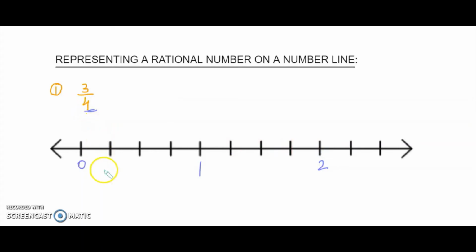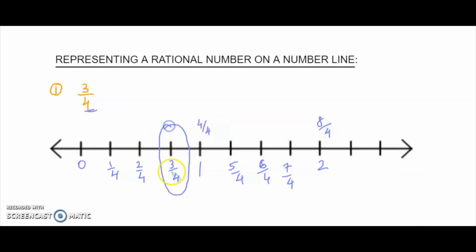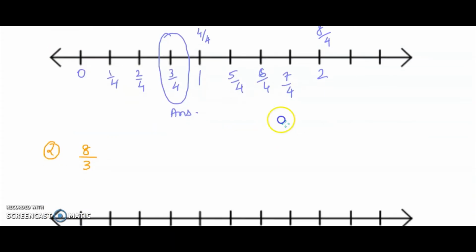Now we'll represent this. After 0, the number is 1 by 4, then 2 by 4, then 3 by 4. 1 is nothing but 4 by 4. Then 5 by 4, 6 by 4, 7 by 4, and 8 by 4 is your 2. Correct? So which is our answer here? We have to represent 3 by 4. So that is the answer. Right?